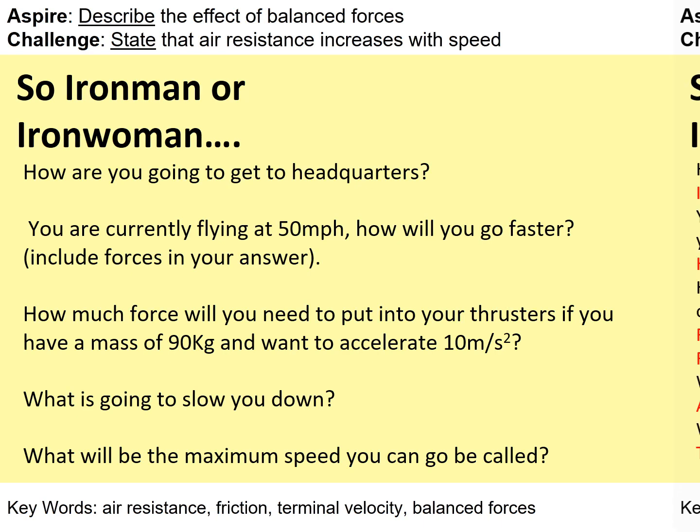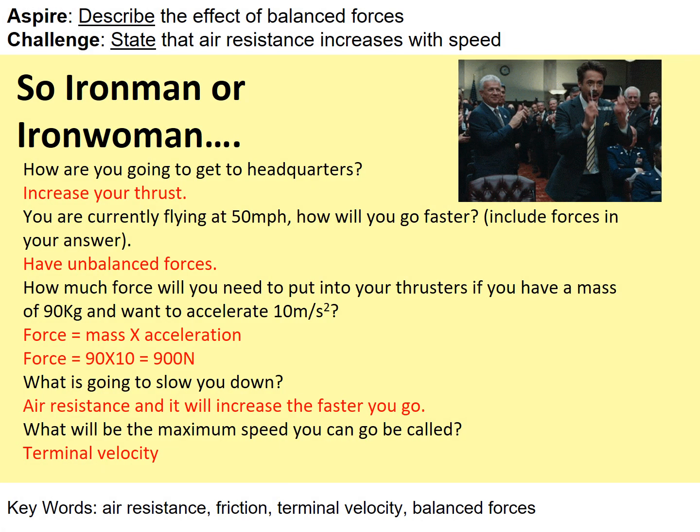Okay, let's see how. So how are you going to get to headquarters? Well, you are going to have to increase your thrusters. If you are currently flying at 50 miles per hour, how are you going to go faster? You need to have unbalanced forces. How much force will you need to put into your thrusters if you have a mass of 90 kilograms and want to accelerate 10 meters per second squared? Then you need to put in 900 newtons. Remember, it's force equals mass times acceleration.